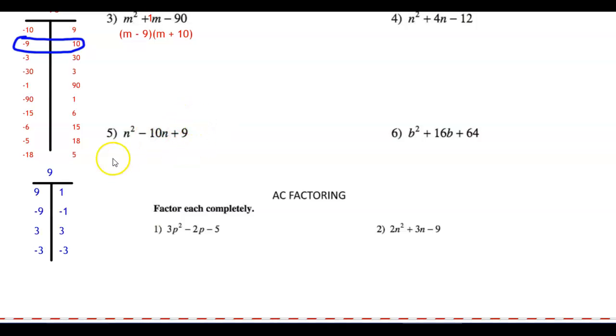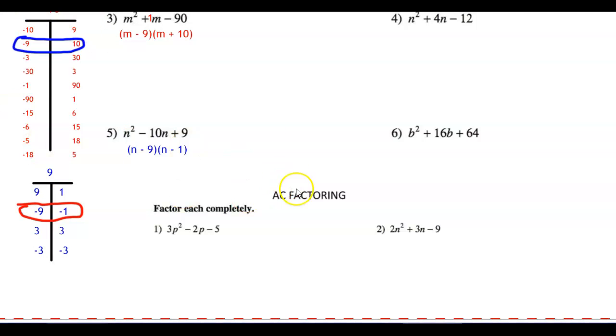Looking at 9 here, we can see that 9 and 1 are the factors, negative 9 and negative 1, 3 and 3, and negative 3 and negative 3. Got to always remember to write down those negative factors, especially in this case, because the negative factors here are going to give us the correct answer. We need two numbers to add together to negative 10. That means negative 9 and negative 1. No big deal. So the factoring looks like this.